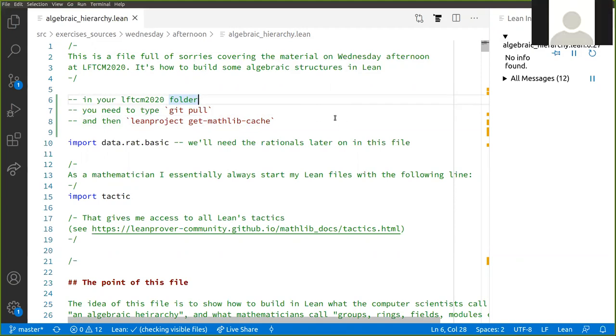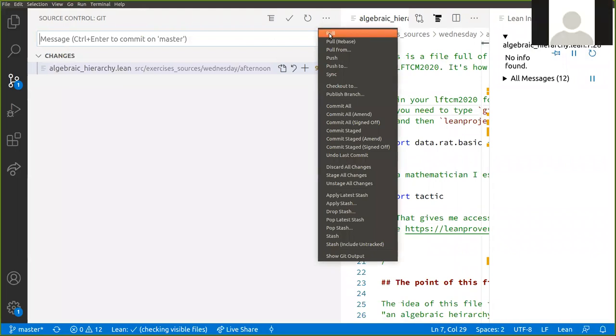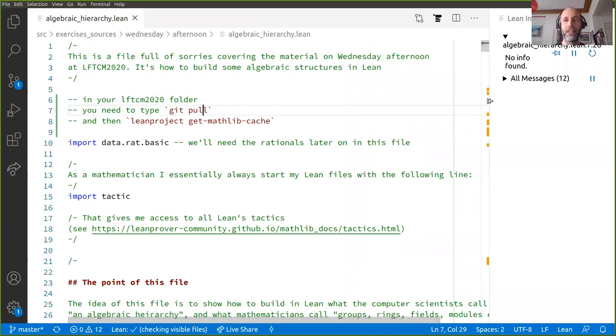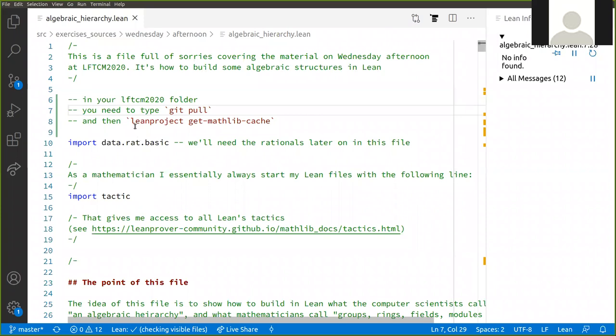Can I ask a question about the instructions so far? Do you have to close VS Code before doing the git and lean project commands, or will it happen automatically? You don't have to close VS Code, and you could even do git pull within VS Code if you click on those dots. But you can't do the second one from within. No, we haven't written a Lean project Git VS Code interface yet. Okay, thanks. But the second line is probably not necessary, just to make sure. Patrick is absolutely right.